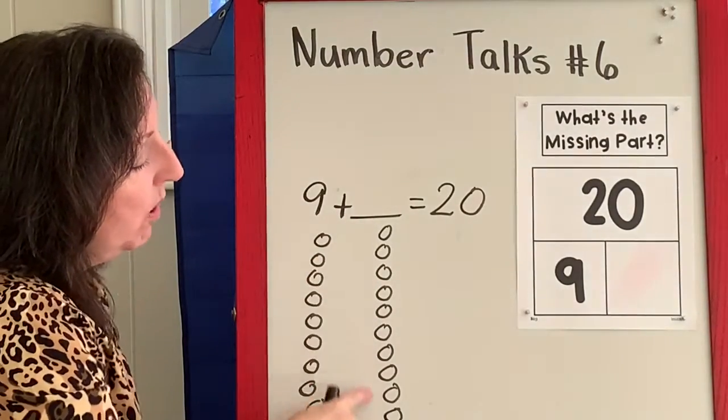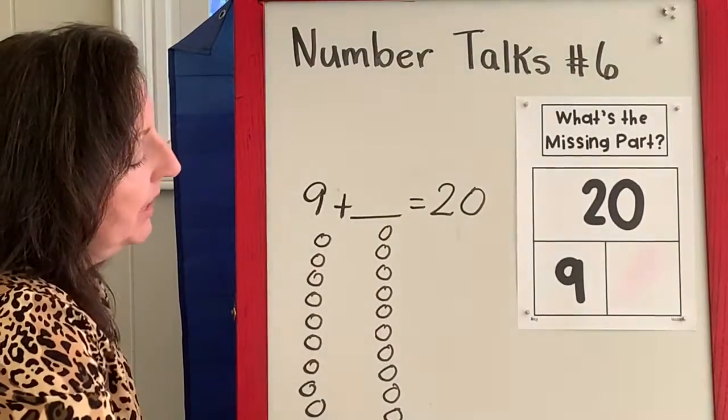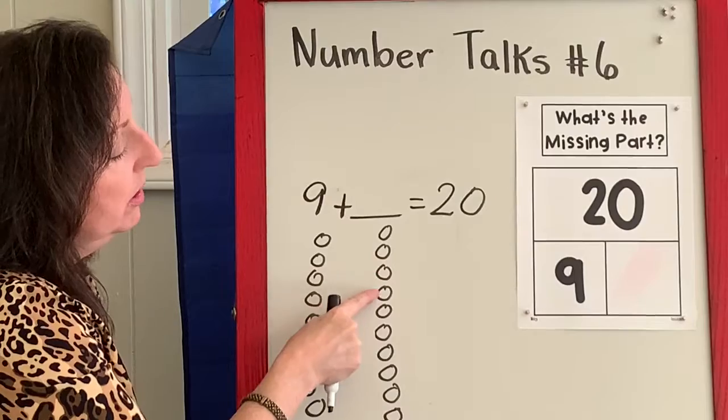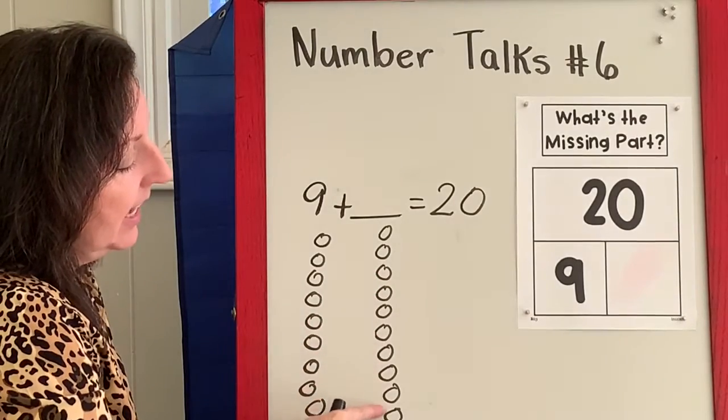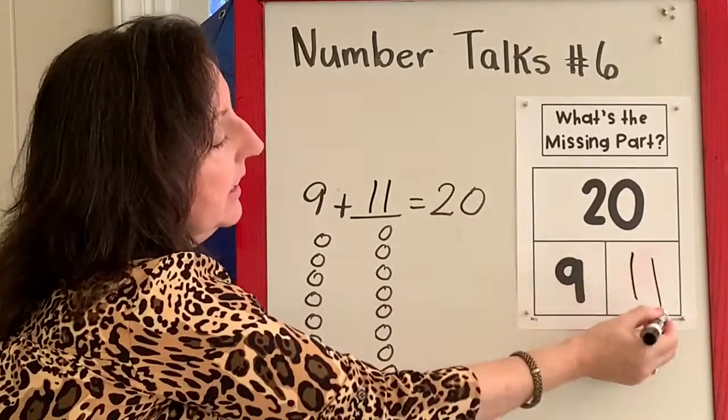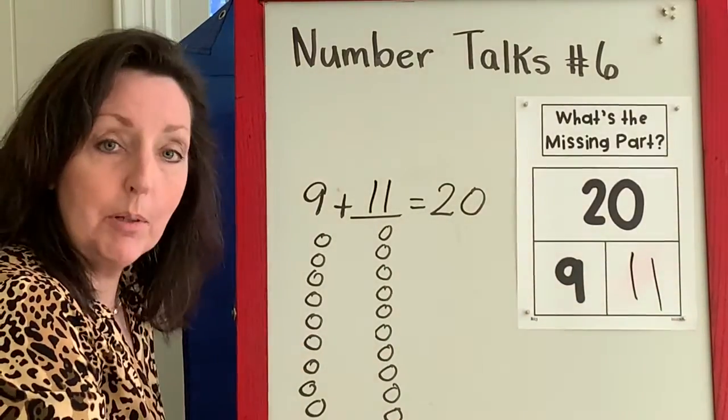So let's see what 9 plus blank is. Let's see what our missing number is right here. 1, 2, 3, 4, 5, 6, 7, 8, 9, 10, 11. 9 plus 11 is 20. Let's do a couple more.